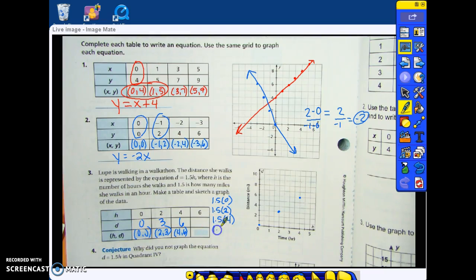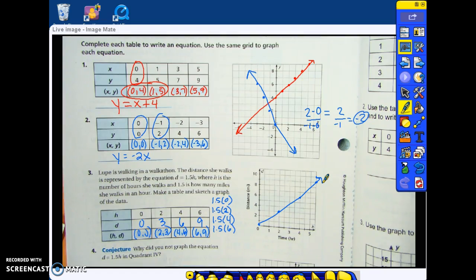And then we have 1.5 times 6. And that gives us 9. So we can plot 6, 9. We go over 6, up 9. And this is the graph for the walkathon.